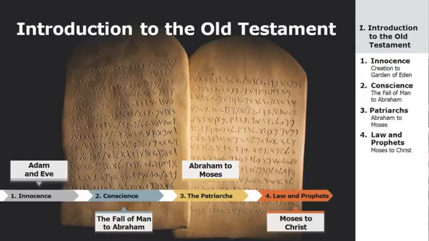Amen. The next time frame would be the time frame of the patriarchs. Again, Abraham, Isaac, and Jacob, different men that God dealt with in his relationship with them, and situations that happened during the time of the patriarchs. That goes from Abraham all the way to the time of Moses, when the children of Israel are in the land of Egypt and Moses is their deliverer to bring them out. And then the fourth time period would be the time of the law and the prophets. And that goes from Moses all the way to Jesus Christ.